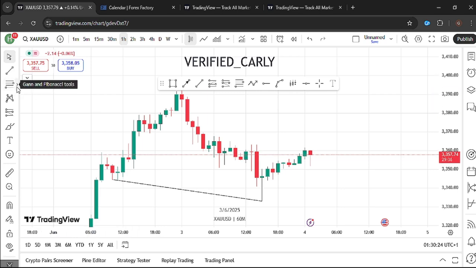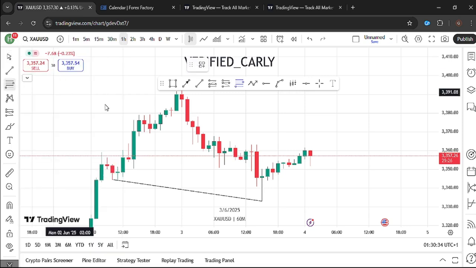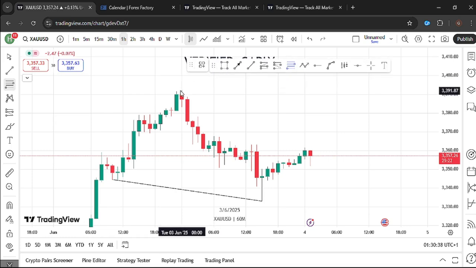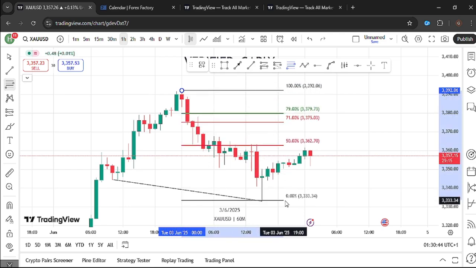Then let's move to the next. The next is Gann and Fibonacci tools. So the only tool that I use here is Fibonacci. Okay, Fibonacci retracement, that's what it's called. It is used for you to know the specific zone price will maybe retrace to.